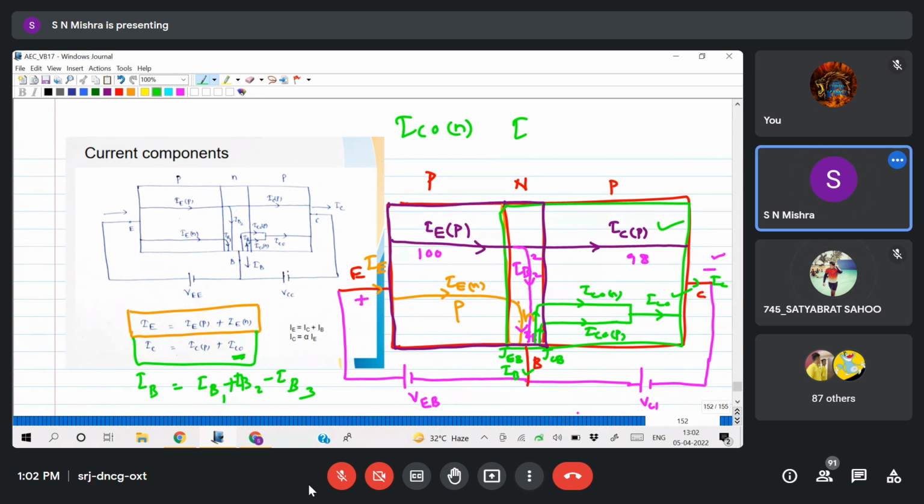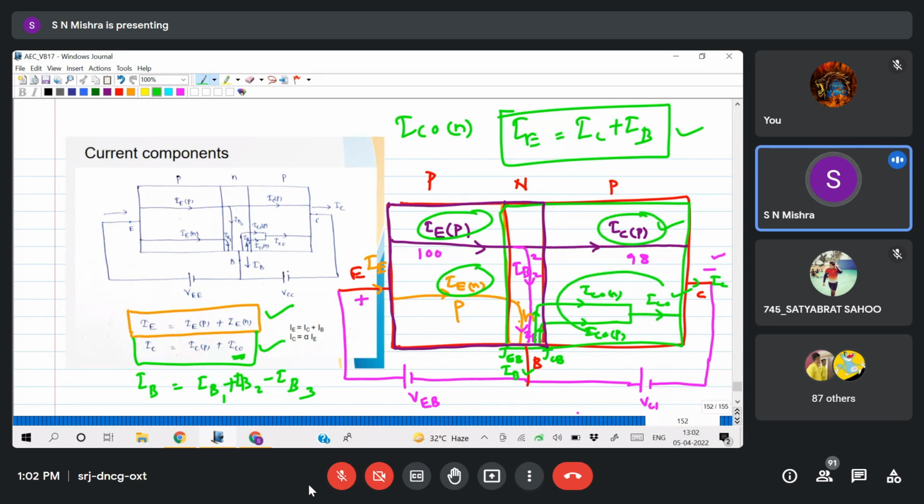Yes. So total current, emitter current, left side whatever giving, that is equals to IC plus IB. So this is the base equation for any transistor. Emitter current is equals to collector current plus base current, and individually emitter current is due to this plus this, IC is this plus ICO, and base current is this current plus this current minus this current. Okay, so this is your IB component, and this is the base equation, and IC is equals to alpha IE.